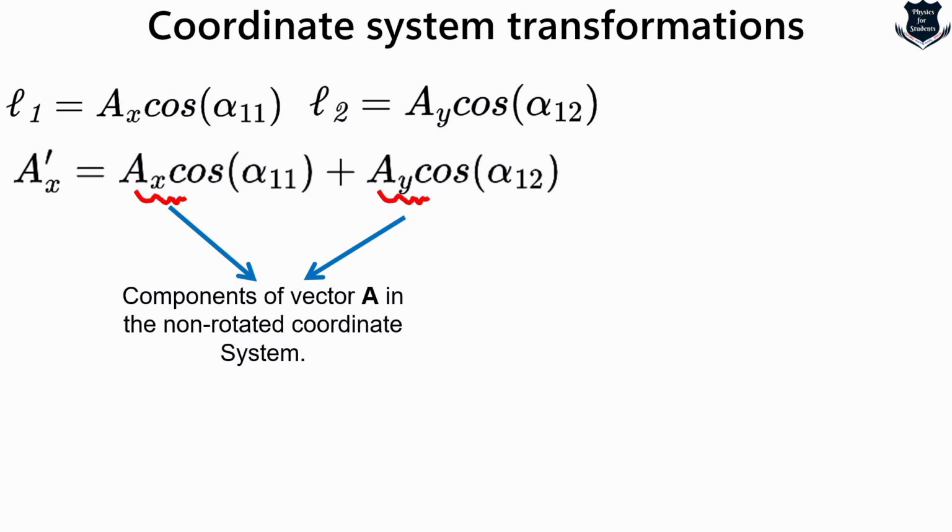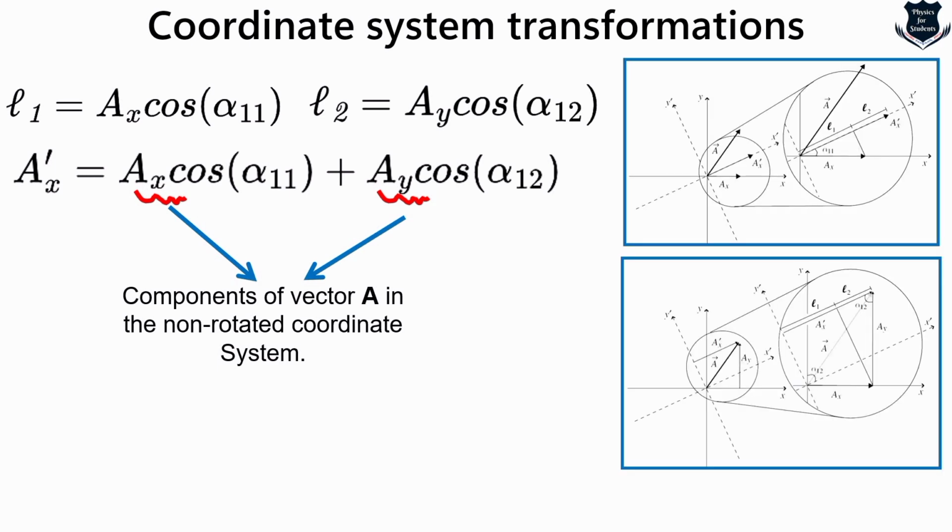So AX and AY, forget about the cosine part, is basically the non-rotated coordinate system, and this alpha 1 1 is the angle between the X prime axis and the Y axis. On the right hand side I've just given the figure so that you can understand. Here it is A prime X in both the figures. So this is the non-rotated part.